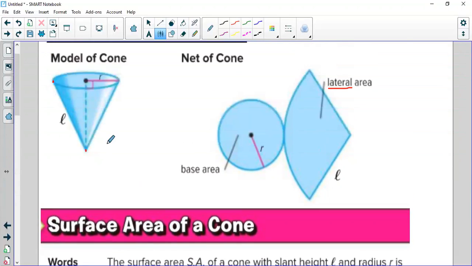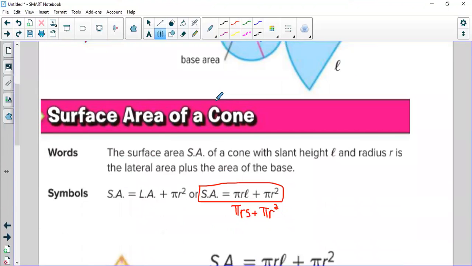It's not the height that goes through the middle of the cone down here. It's not the actual height of the cone. We use that when we do volume. We do H, height for volume. We do not use that for surface area. So let's take a look at it.